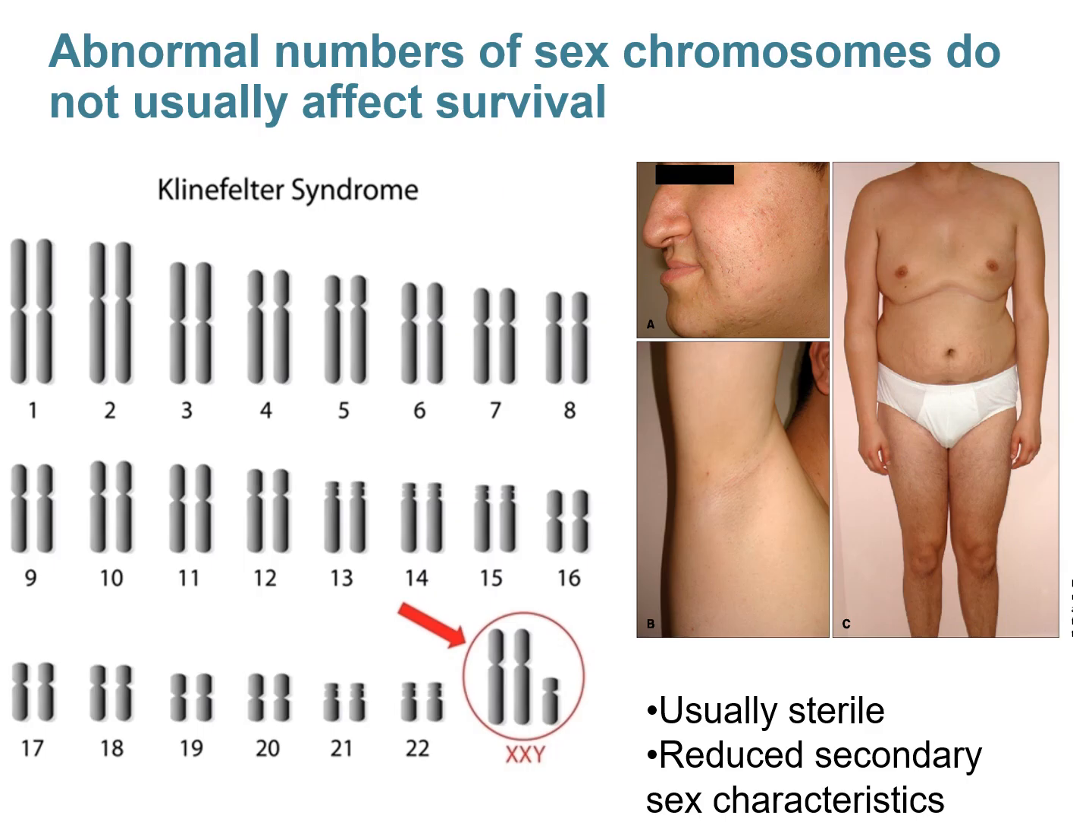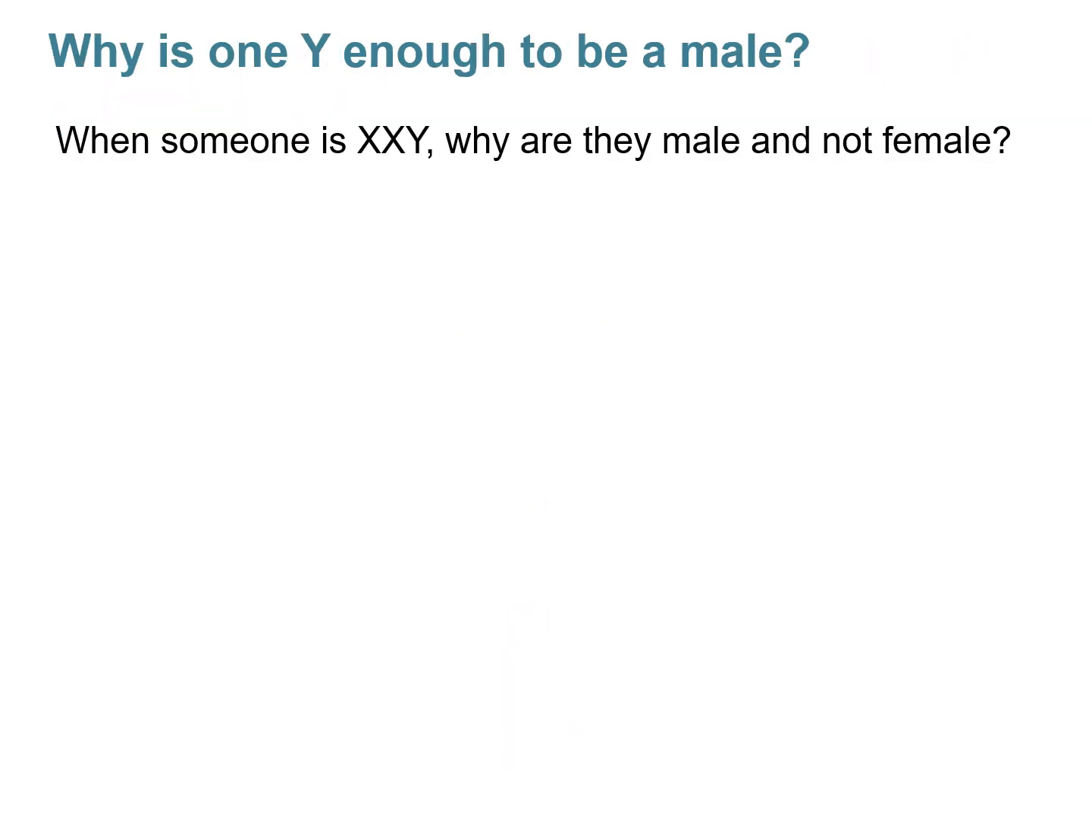Talking about how sex chromosomes work, especially in non-disjunction events, often leads to the question of what makes someone male and not female. If you're XXY, you have 2 X's, that's female, but you also have XY, that's male. So what are you? Well, sex determination in human beings is actually very complicated.